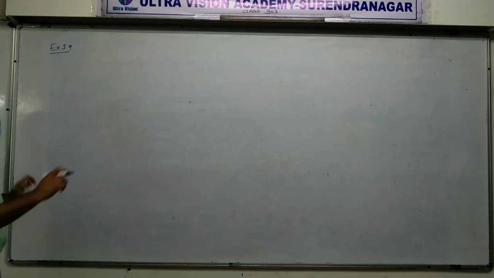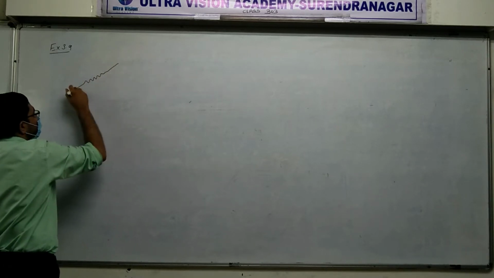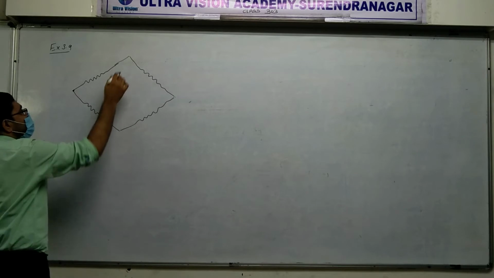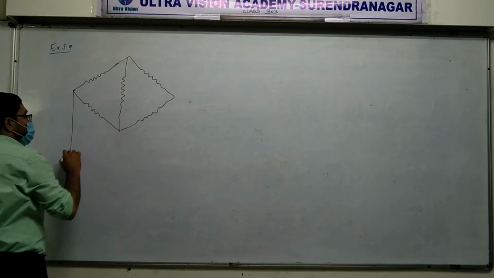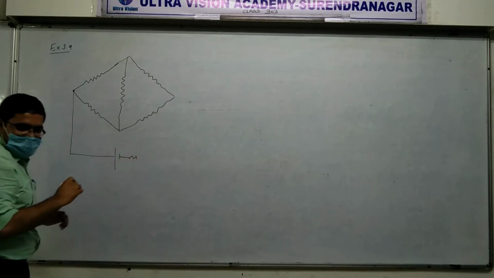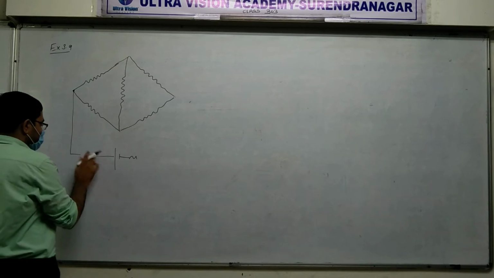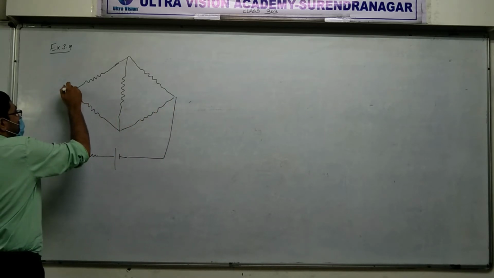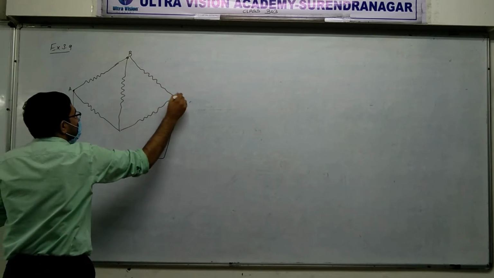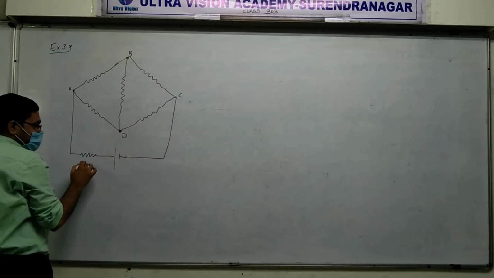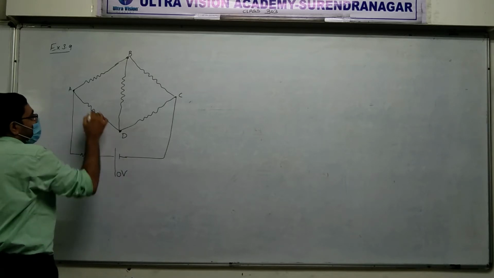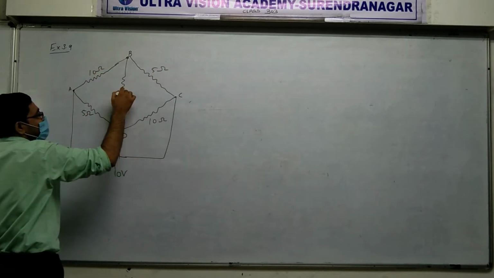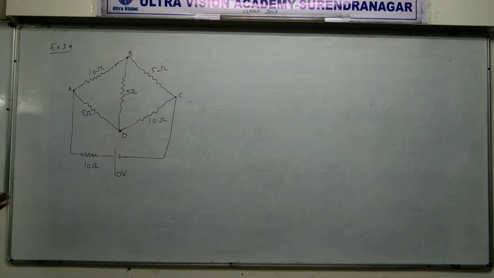So let's draw the diagram quickly. This is A, and here B, C. Now this is 10, 4, 10, 4, 5, 11, and 20. So this is the circuit given to us.